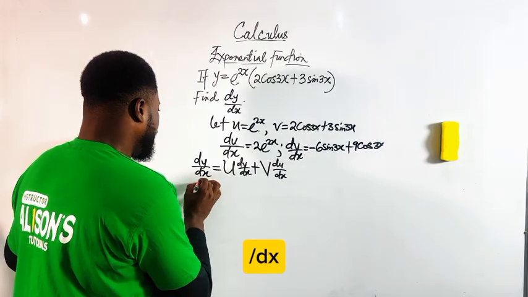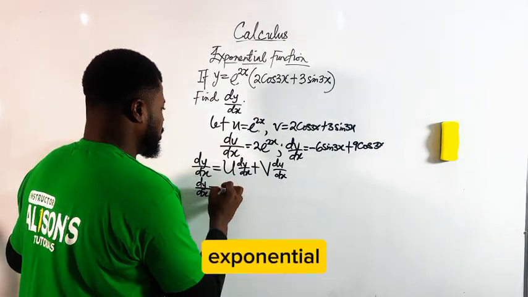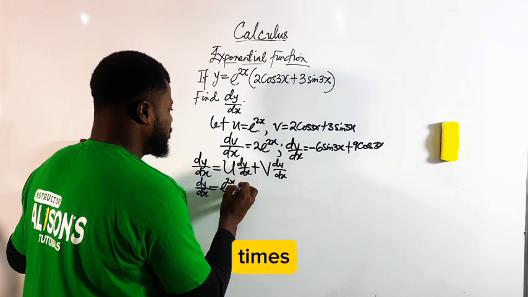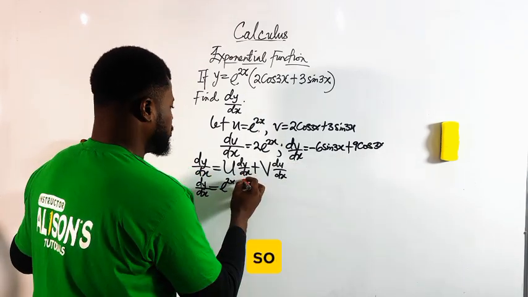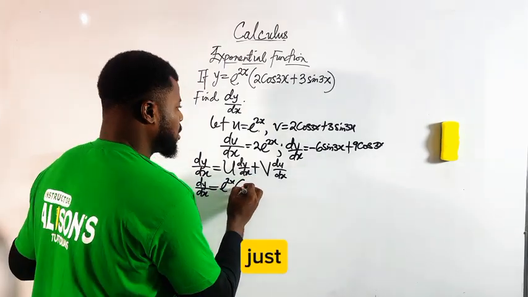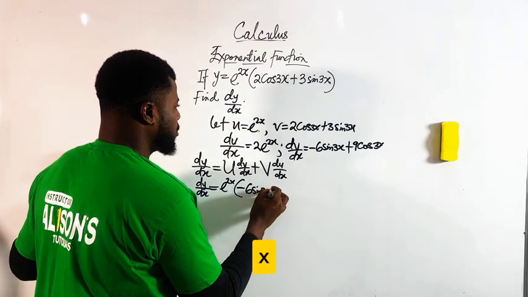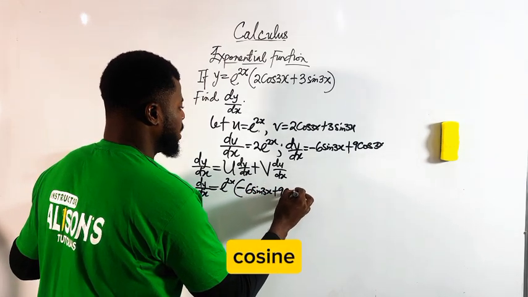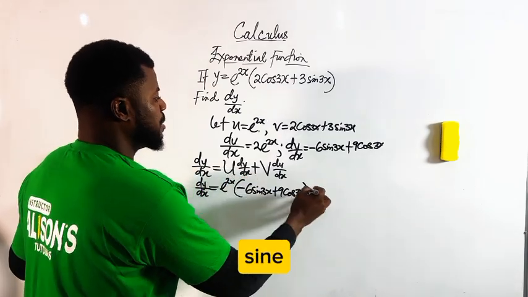So I have dy over dx equals, your u is exponential to x times dv over dx is the whole of this one. So put it in parentheses. I think I prefer to use the parentheses so that I can house all of this: 6 sine 3x plus 9 cosine 3x. That was for dv over dx. Then bring down the sign plus.